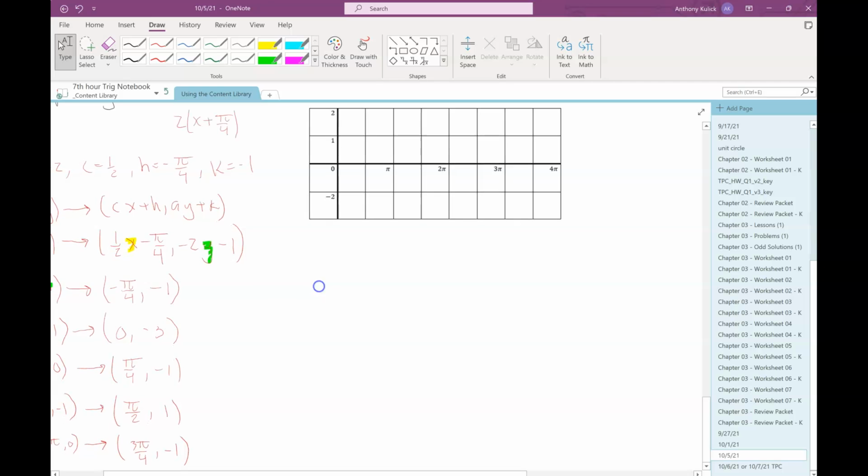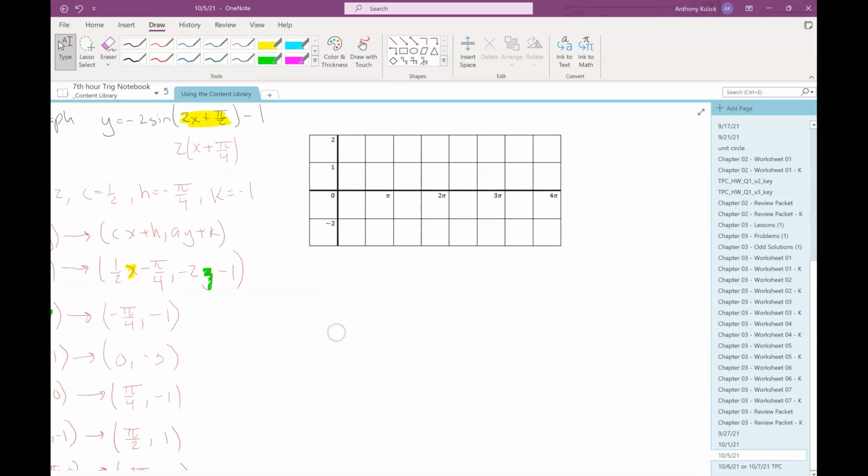Okay, let's go ahead and graph this now. If I look at my grid, the x-axis is labeled in terms of pi, so every one of these grid lines is half a pi. Everybody's good with that? So a quarter pi would be half of a half, right? Notice that I'm going by quarters. So negative a quarter and negative 1 would be there. 0, negative 3 would be down there. A quarter pi and negative 1 would be there. A half pi and positive 1 would be up there.